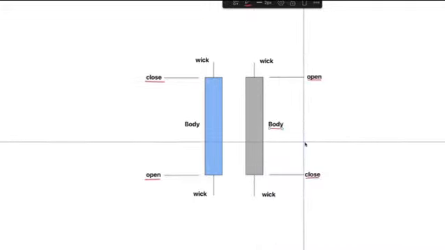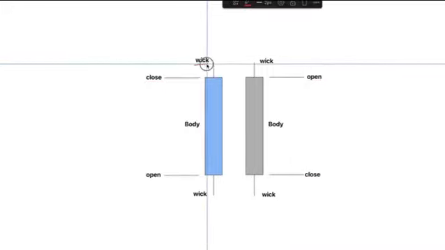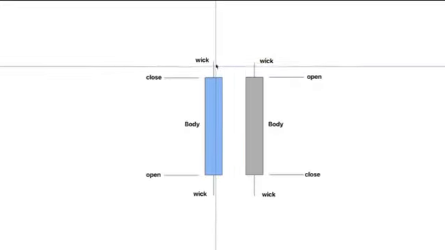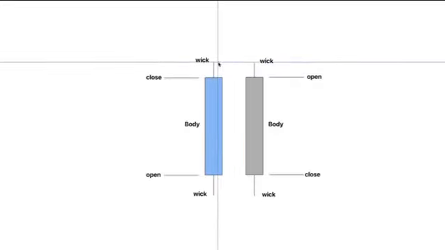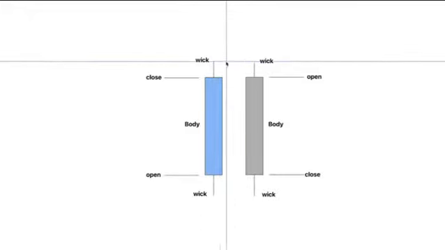It's nice and simple. Now the wick, then, what does this show? Well, wicks show us rejected price action within a given time frame. What this means is this is a price point the market pushed to at some point within that specified time period, in this case an hourly, so within 1 hour, but did not close at.